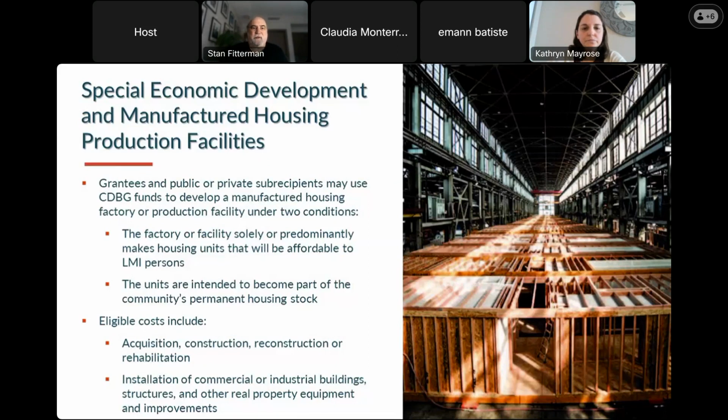Eligible costs include acquisition, construction, reconstruction of the facility, rehab of the facility, installation of commercial or industrial building structures, and other real property equipment and improvements for this facility that's going to produce manufactured housing.